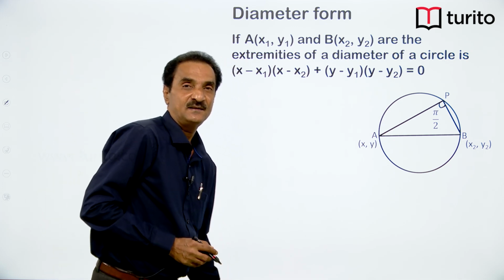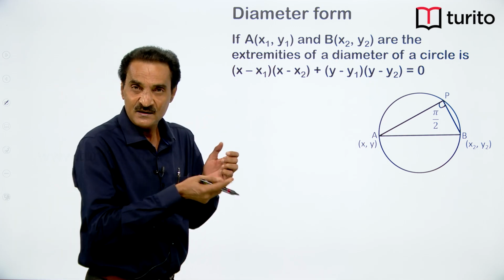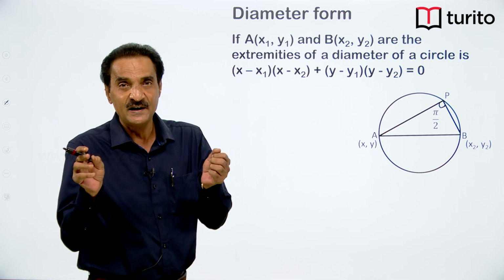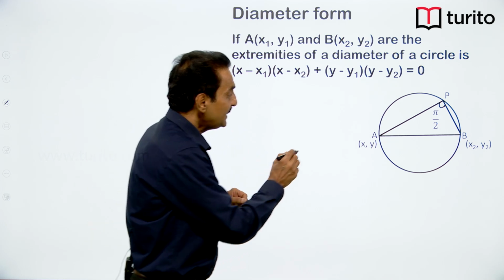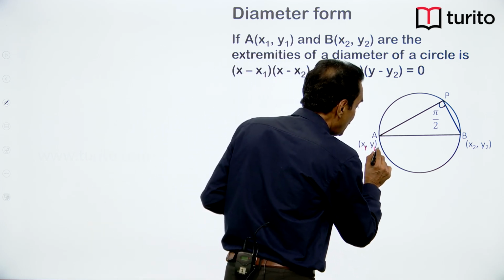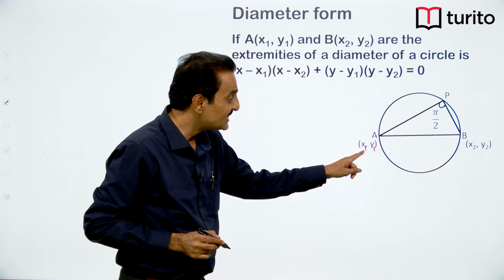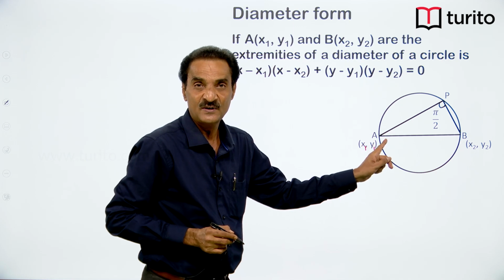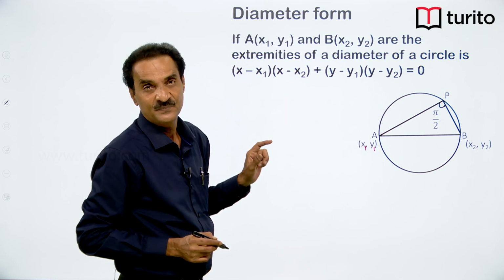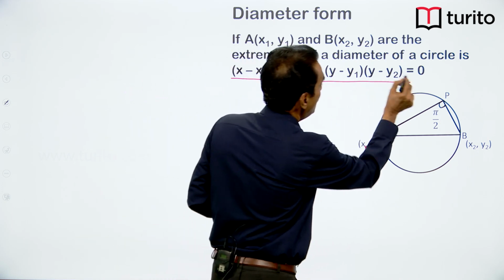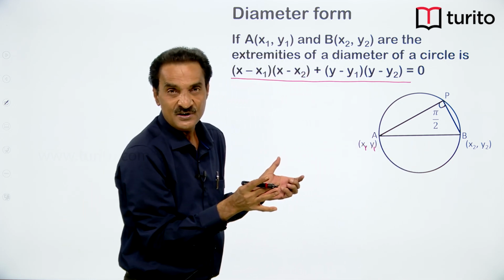Another form of a circle, that is diameter form. That means, in the previous formula, when the center and radius are given, we have derived the equation of the circle using distance formula. Now, if two extremities of a diameter of a circle are given as A x1 y1 and B x2 y2, then how to find the equation of the circle? This is the formula, but how do we get it? A and B are extremities of a diameter.